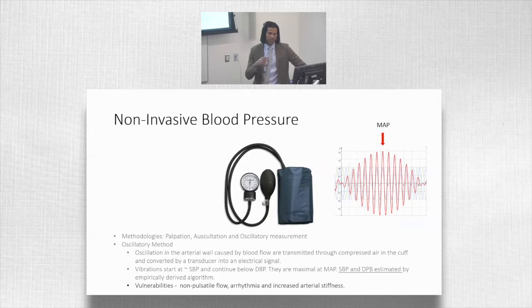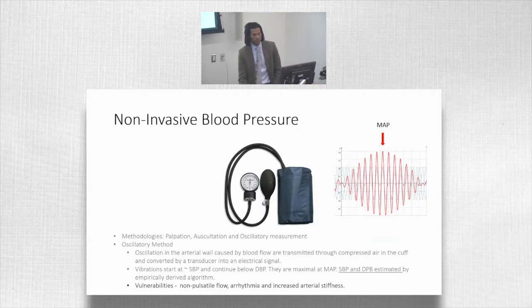Arrhythmias that cause very chaotic and variable oscillations in the blood pressure and the pulse wave in the arterial tree will also be associated with very impressive artifacts and erroneous measures using this technique. And then in patients with increased arterial stiffness, in which the oscillations are attenuated, you are also going to introduce error into your assessments.